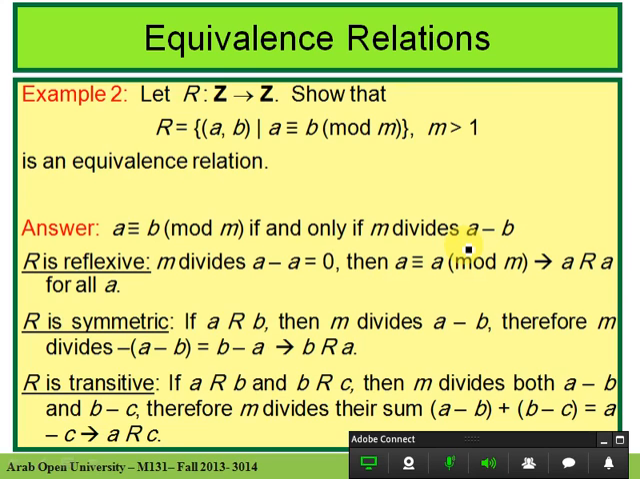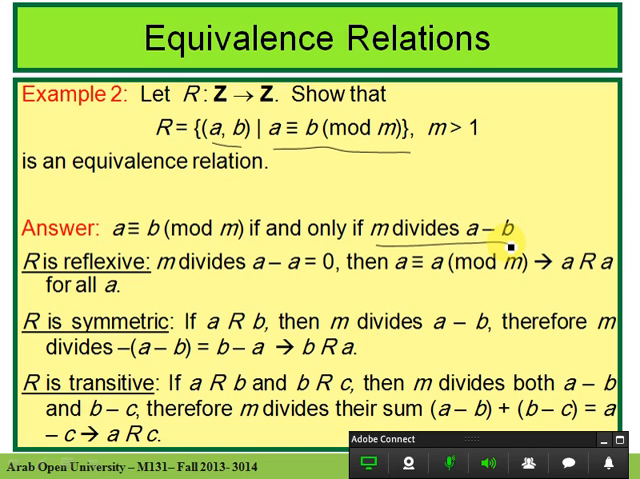There are more examples over here. The second example: on a set of integers, show that R is an equivalence relation. R is given as (a, b), where a is congruent to b modulo m, where m is greater than 1. The congruency relation says that a mod m should be equal to b mod m, or m divides a minus b. a minus b must be divided by m.